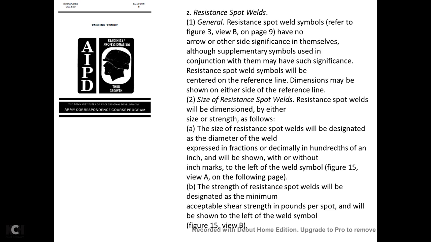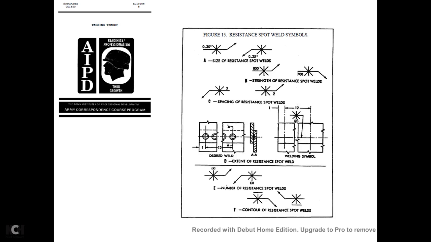The size of the resistance spot welds will be designated as the diameter of the weld, expressed in fractions or decimally in hundredths of an inch, shown with or without inches, to the left of the welding symbol. B. The strength of the resistance spot welds will be designated. The minimum acceptable shear strength in pounds per spot will be shown on the left of the welding symbol.